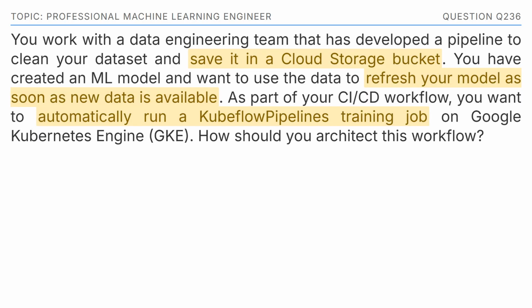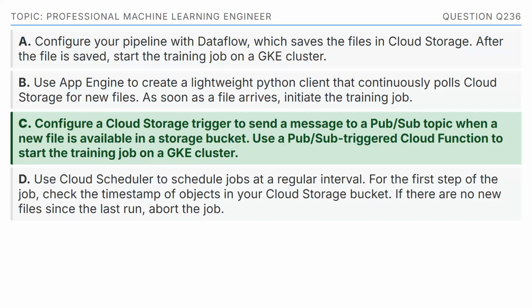To arrive at the correct answer, we focus on the keywords: save it in a cloud storage bucket, refresh your model as soon as new data is available, automatically run a Kubeflow pipelines training job. The correct answer is option C, configure a cloud storage trigger to send a message to a Pub/Sub topic when a new file is available in a storage bucket. Use a Pub/Sub triggered cloud function to start the training job on a GKE cluster.